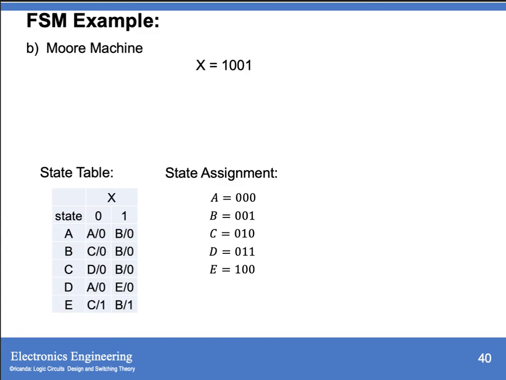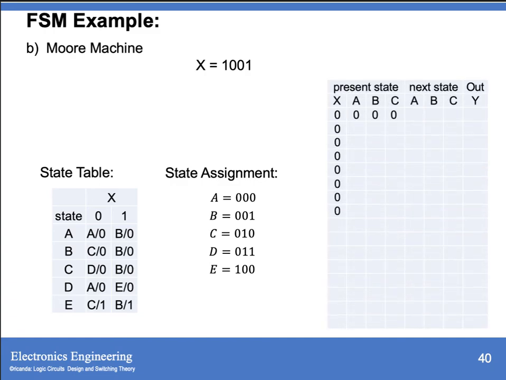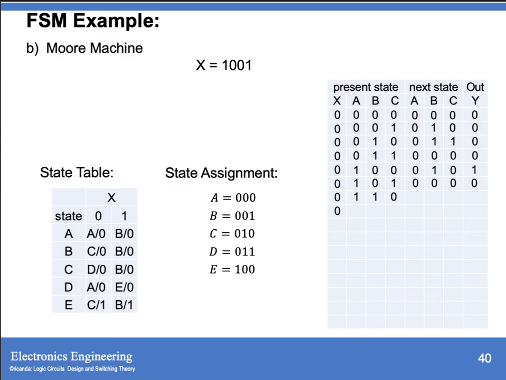So for your state table, since we have 3 variables in your state assignment, the maximum is 1, 0, 0. So therefore, we have 8 combinations of your present state. So from A, it goes to A, output 0. From B, it goes to C, output 0. From C, it goes to D, output 0. From D, it goes to A, output 0. Then from E, it goes to C, output 1. Then next to E, which is 5, it goes back to A, output 0. If it is 6, it goes back to A, output 0. If it is 7, it goes back to A, output 0.